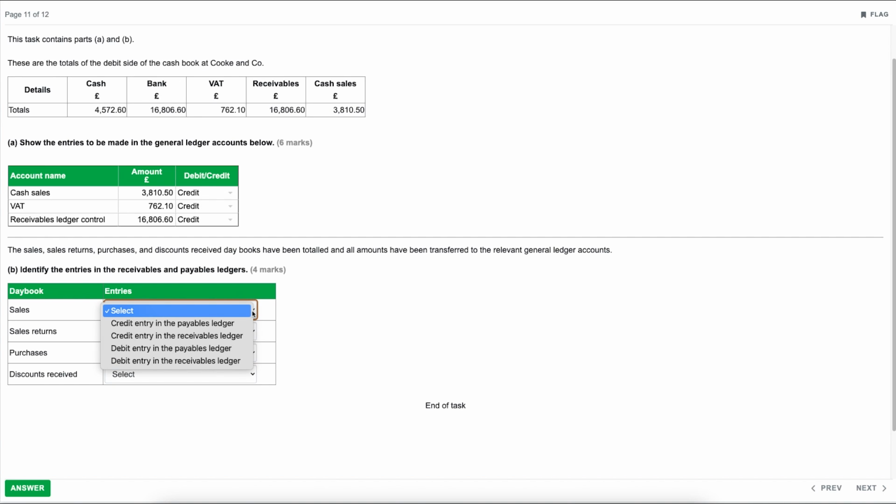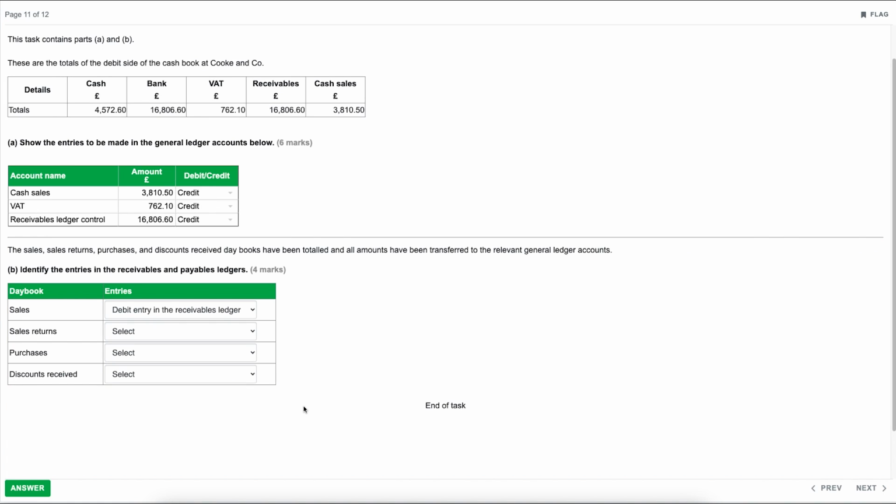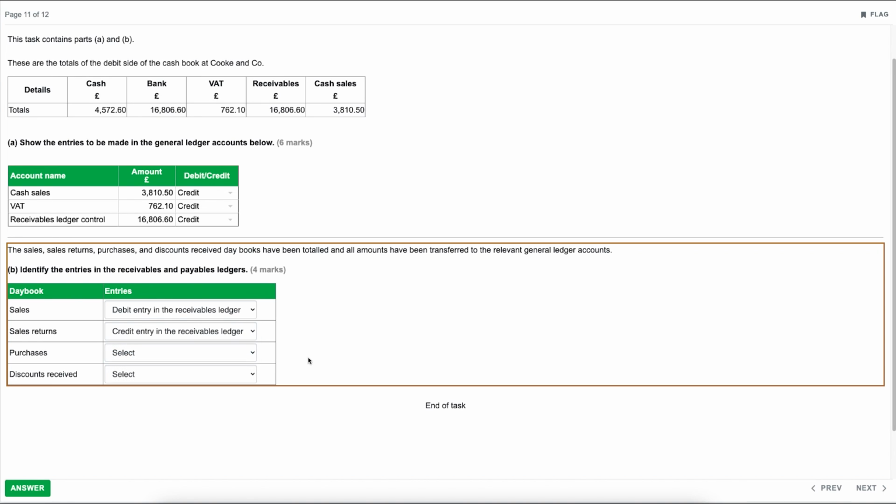Now, when we record a sale, that would be a credit to your sales account, credit to your VAT, and a debit to your receivables ledger account to show that we have a customer that owes us money. Anything that reduces that amount owed, such as sales returns, if the customer pays, or if we give them a discount, all of those will reduce how much they owe to us and therefore be a credit within our receivables ledger control. So our sales returns would be a credit because it's reducing the amount that is owed to us.